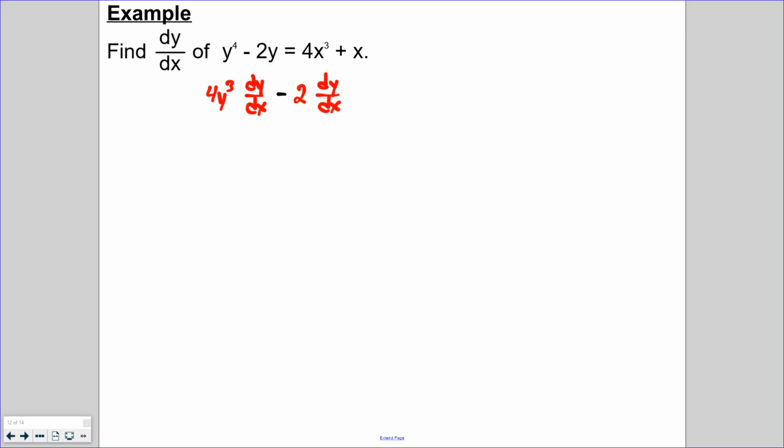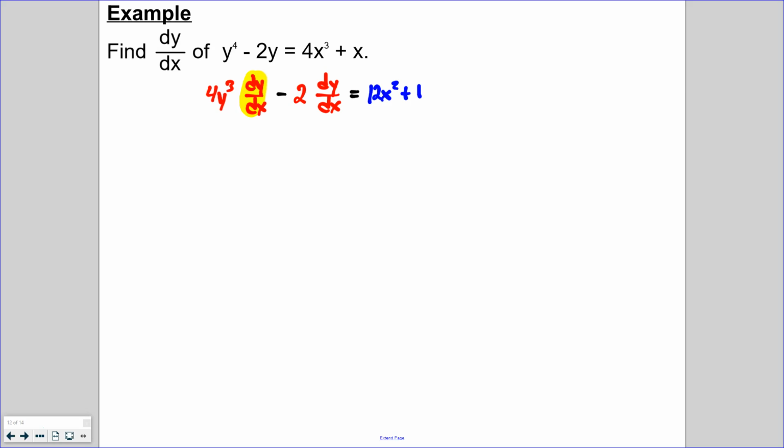However, we don't need to worry about any of that when we take the derivative over these x values, so we're going to have 12x squared plus 1. Alright, so let's see, we took the derivative of both sides. Next thing we do is we need to get the dy over dx by itself.